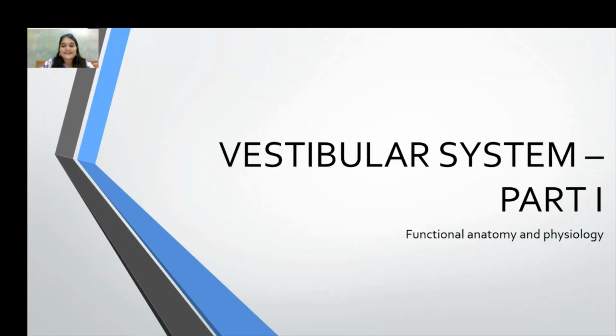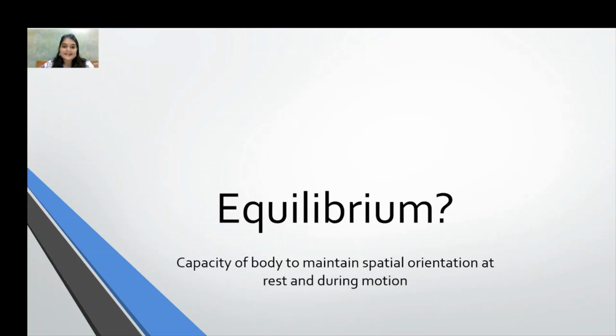Hello everyone. Today I'll be dealing with vestibular system part 1, which is the functional anatomy and physiology of the vestibular system. What is equilibrium? The capacity of a body to maintain spatial orientation at rest and also during motion is known as equilibrium. What contributes to equilibrium? Our senses and our central nervous system contribute to equilibrium.